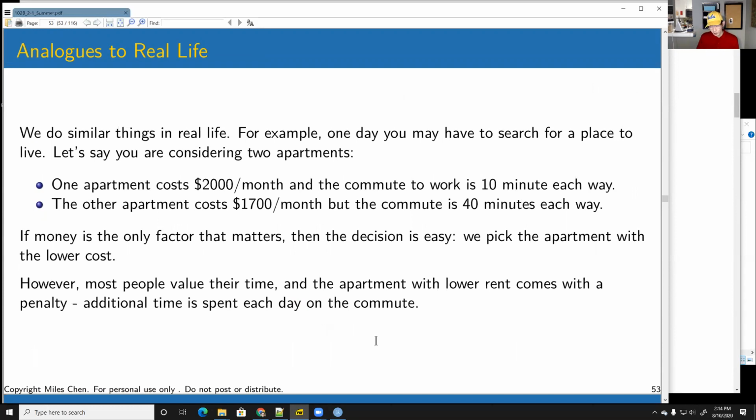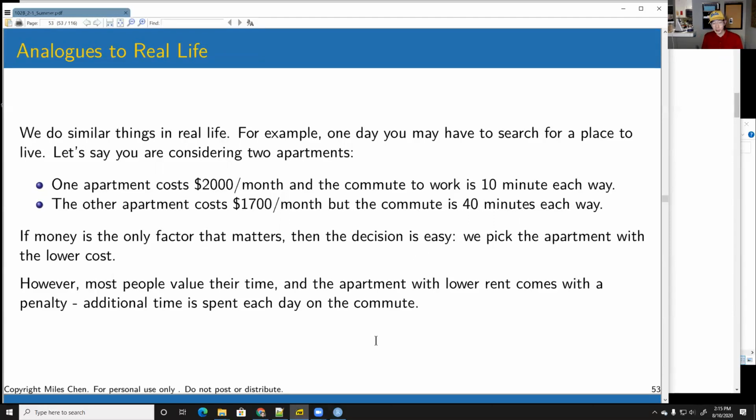One day, maybe even now, you have to search for a place to live. Depending on where you live, the price of an apartment can be crazy expensive. So you might consider one apartment that costs $2,000 a month, but your commute is 10 minutes each way, maybe even just a 10-minute walk, and it's lovely. Another apartment is $300 less per month, $1,700 a month, but you've got to commute 40 minutes each way.